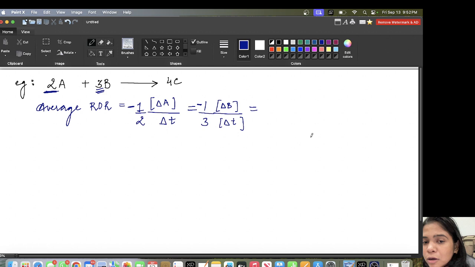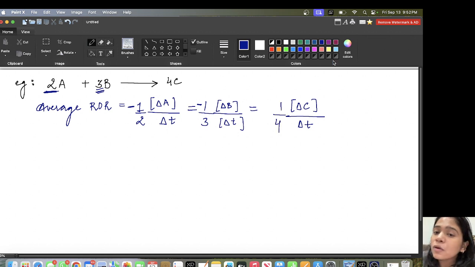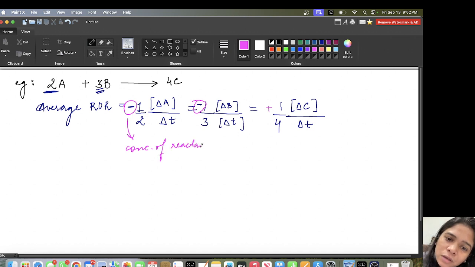Then how will you write it in terms of C? Delta C by delta T. The coefficient is 4, so 4 will come in the bottom. Here we won't write minus, we'll write plus. Why are we writing minus for the others? Because the concentration of reactants is decreasing, so for any reactant we write minus. We write plus here because the concentration of the product is increasing.